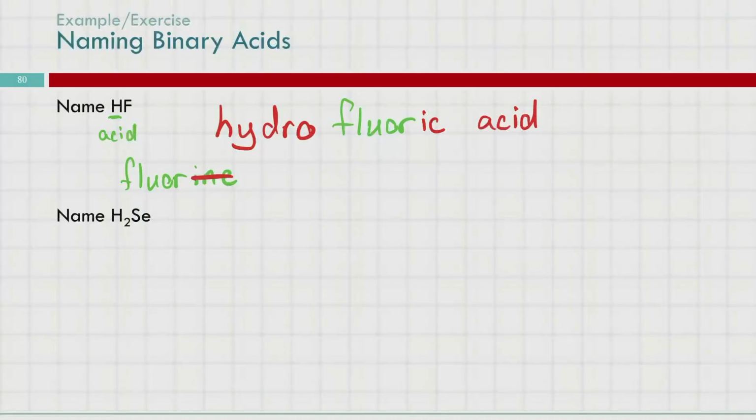Okay, then we've got H2Se. What kind of thing is H2Se? Ionic, molecular, acid? It's okay, you can be brave.